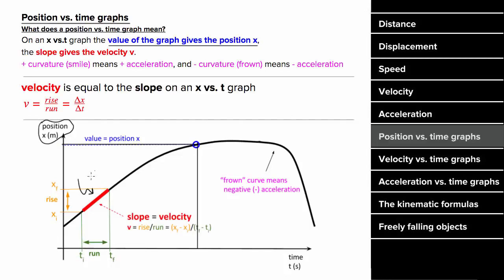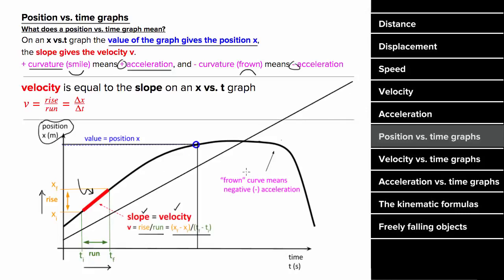How do you find the slope? You find the region that you want to determine the slope in, and then you take the rise over the run, which is the change in x over the change in time for that portion of the graph. Since the rise over run here is displacement per time, the slope is equal to the velocity. Also, you can tell if there's acceleration on a position versus time graph depending on whether there's curvature or not. Curvature that looks like a smiley face represents positive acceleration, and curvature that looks like a frowny face represents negative acceleration. Graphs that have constant slope would have constant velocity and zero acceleration.